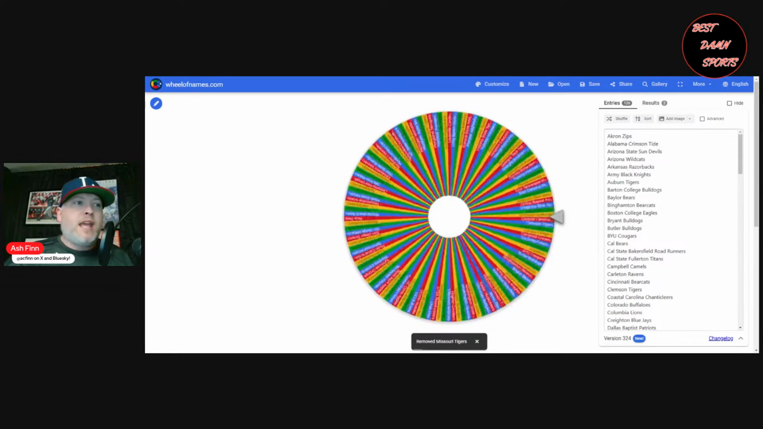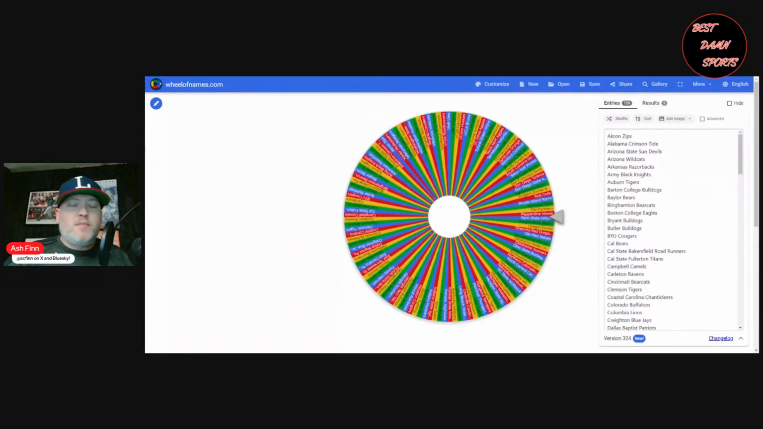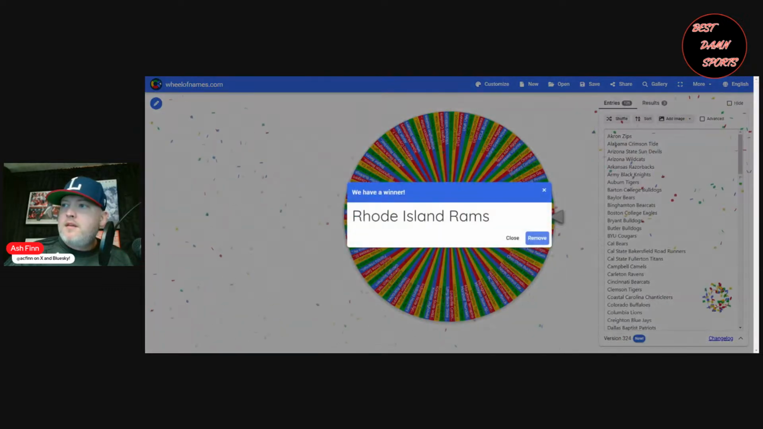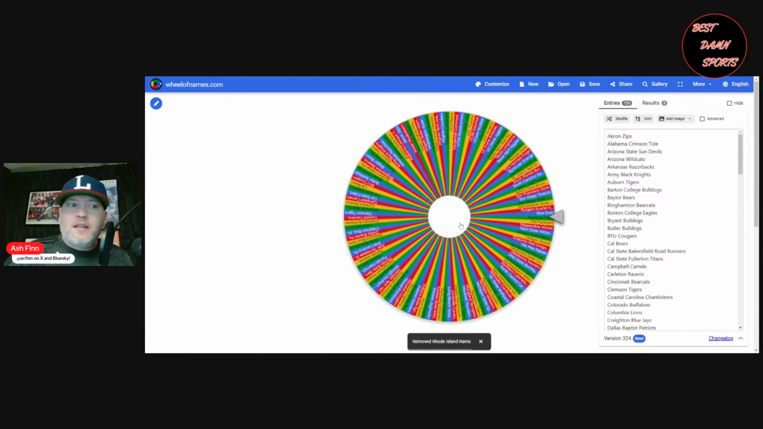And we could have another Big 12, or we could have another SEC before we get another conference. So it doesn't have to go in order. All right. So now the next one, I believe they're in the Big East. Let me verify. Yes, they are. The 16th pick in the Big East will be the Rhode Island Rams. All right, here we go. Let's remove them, and let's get another spin.